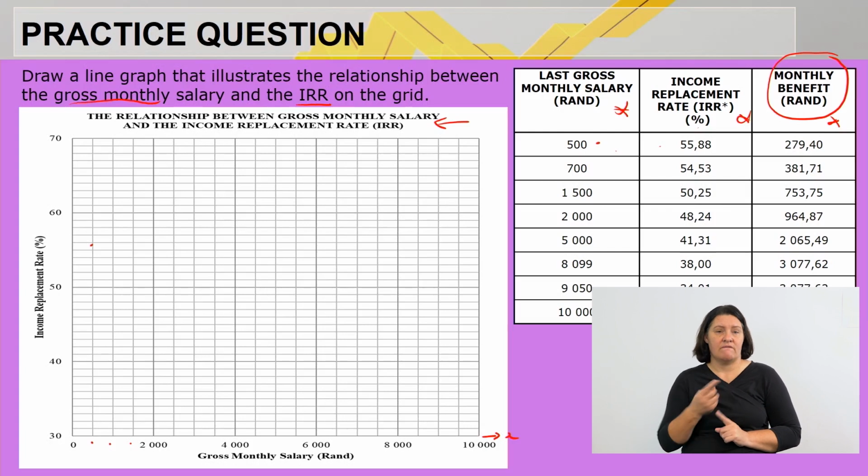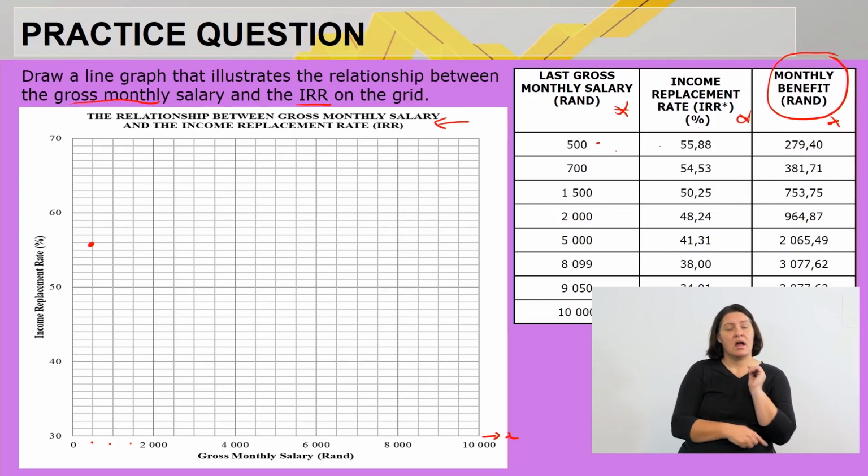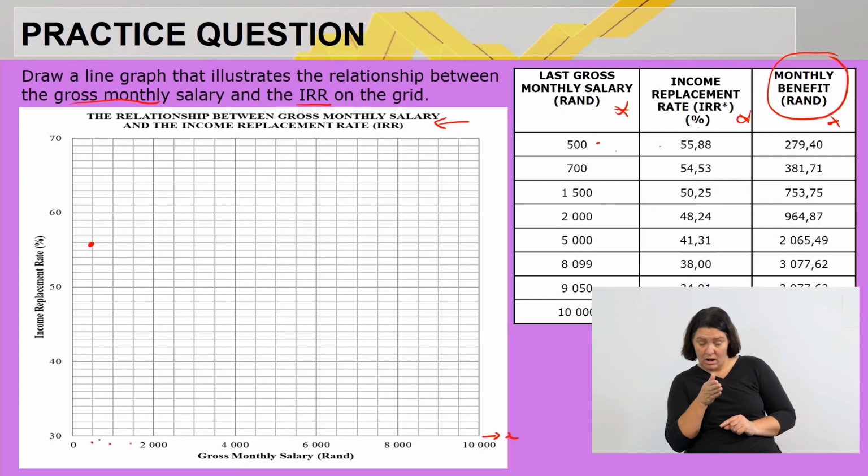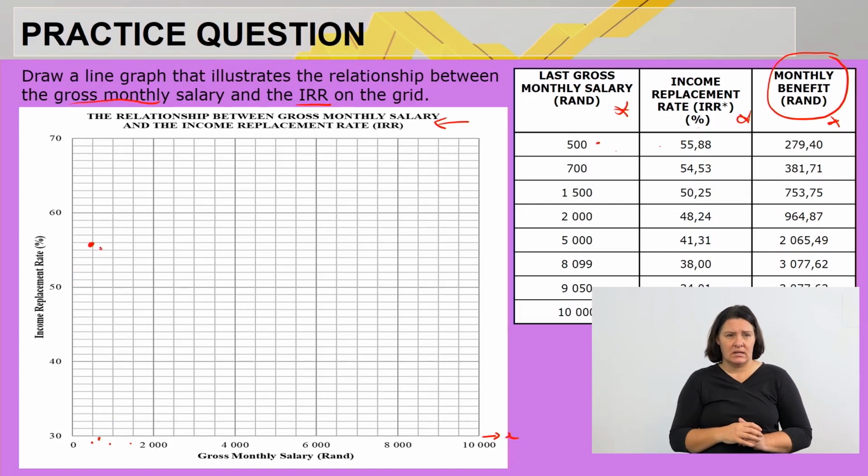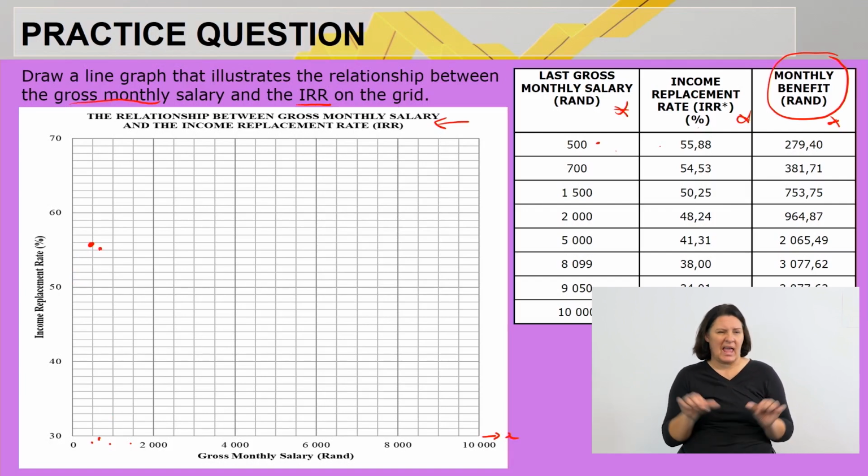So that is our first point. Right? I hope that's clear. Then last gross salary of 700. So if that's 500, we agree 700 will be more or less here. Okay, so 700. And then the IRR is now 54.53. So that will be 51, 52, 53, 54, 55. Can we agree it will be somewhere there? Okay, I'm estimating more or less.